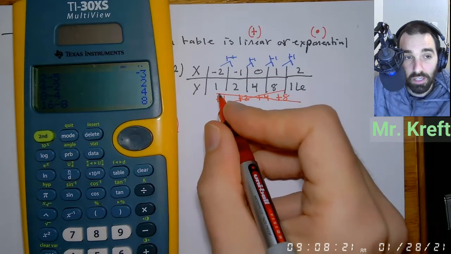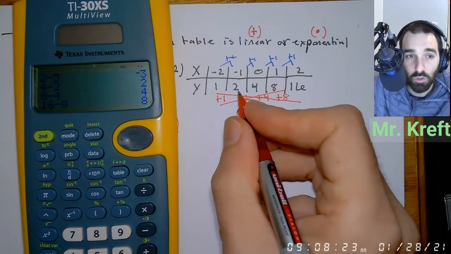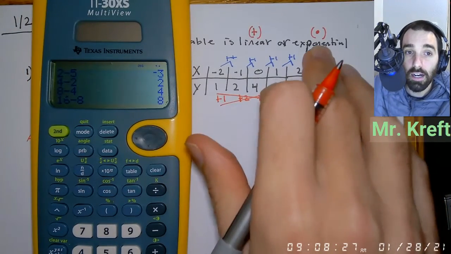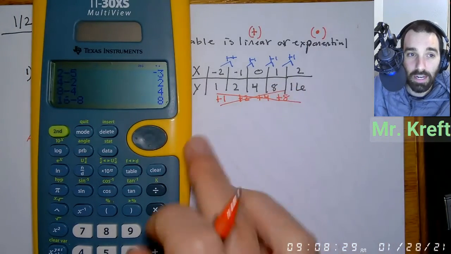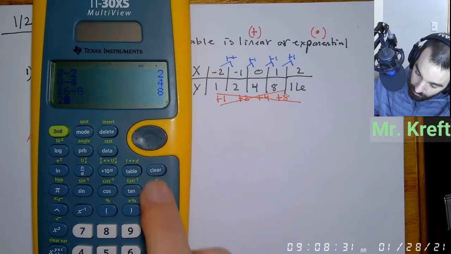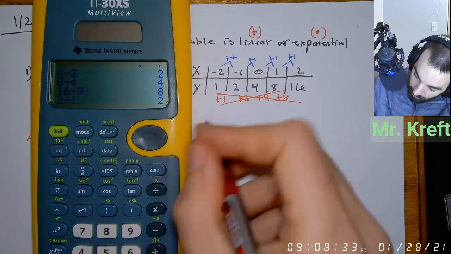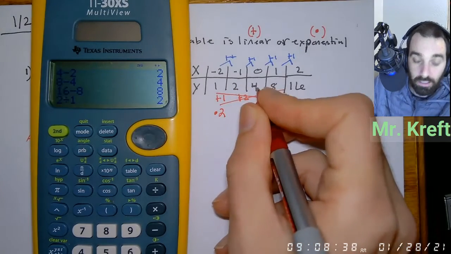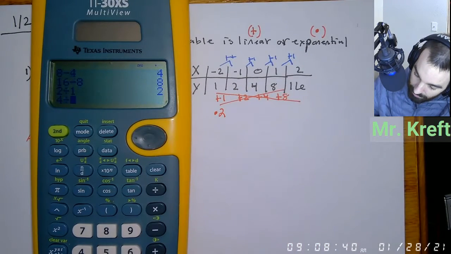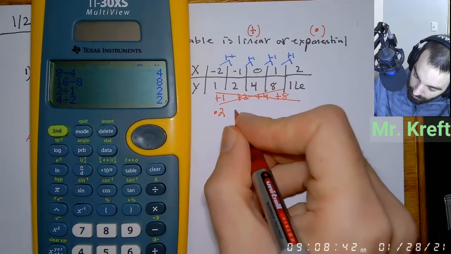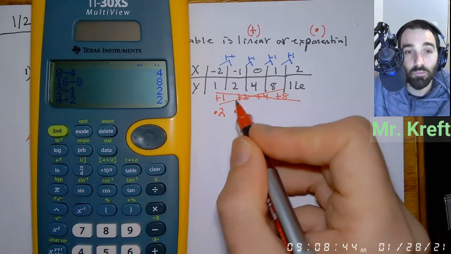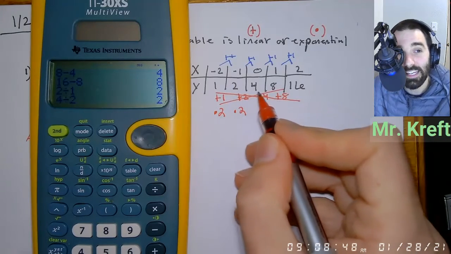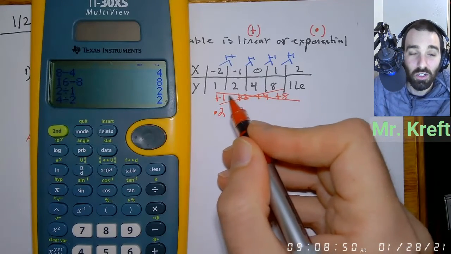So for exponential, I have to think, okay, 1 times what gives me 2? So to do this, we can also work backwards. The opposite of multiply is divide. So I can take 2 divided by 1, and I get 2. So I could say, okay, 1 times 2 is 2. I could go 4 divided by 2 equals 2. And why am I dividing? Because I'm doing the opposite of what I'm trying to find. I'm working backwards. I know what the answer is. I want to know how I got there.